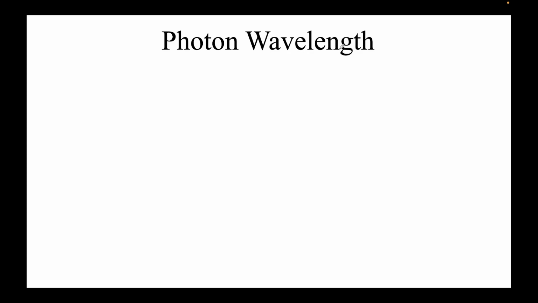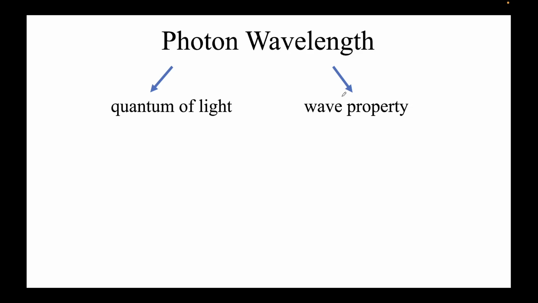Okay, so what's the wavelength of a photon? We know a photon is a quantum of light. Light, if you recall, is a continuous stream of photons, and each of those photons has a specific energy, and that's why a photon is called a quantum of light. And wavelength is a wave property, and we know that light is a wave. It's an electromagnetic wave with its E and B, the electric field.